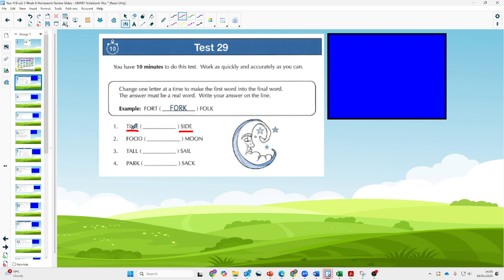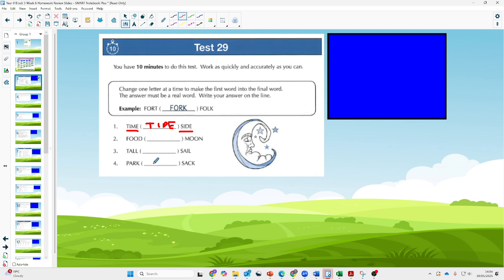So if we change the T and bring it over to this side and change the word into tide, then you can see that if we change one letter, so if we change the S, it becomes side. And if we go back the other way, time becomes tide by changing the M to a D. So the answer is tide.